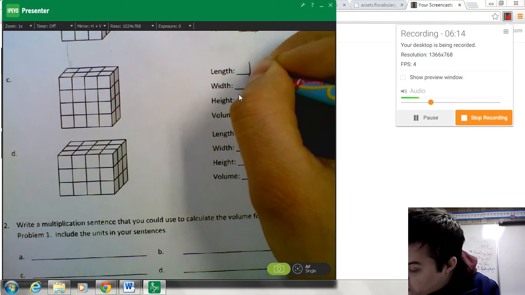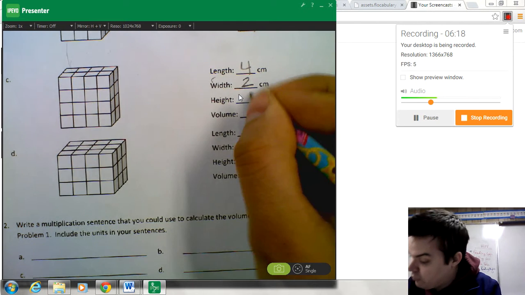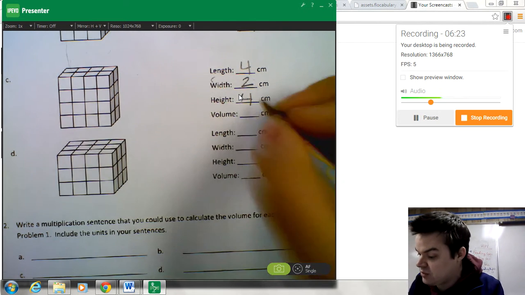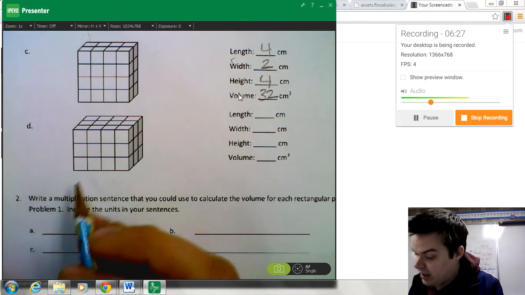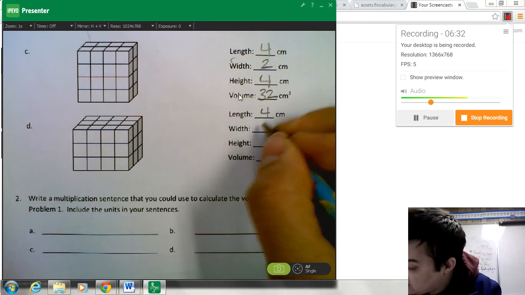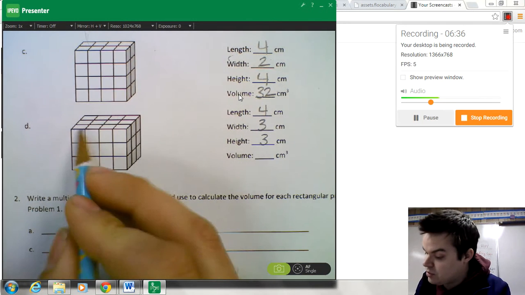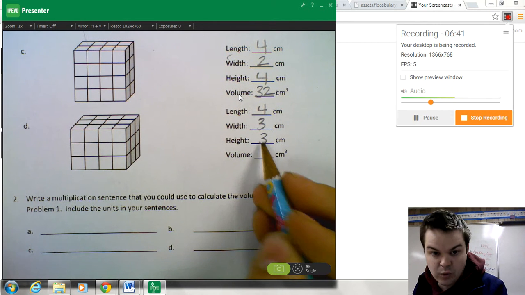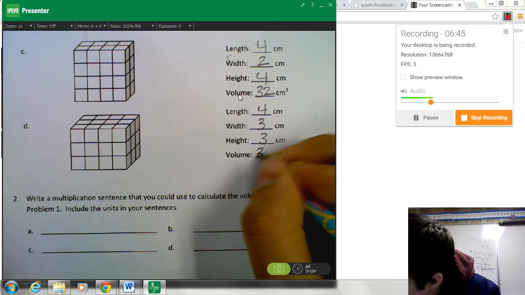Length on this one is 4, going across, has a width of 2, layer of 4. So 4 times 2, I have 1, 2, 3, 4, 5, 6, 7, 8 on the top, times 4 is 32. On letter D, you should have had 4 across, 3 width. So I'm going to have 4 length, 3 width, and a height of 3. So 4 times 3 gives me 12 on the top layer. And I have 3 height, or 3 other layers going down. So 12 times 3 is 36.